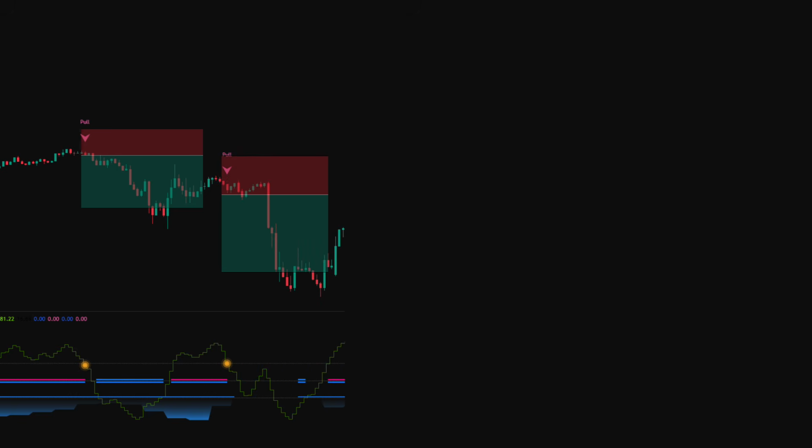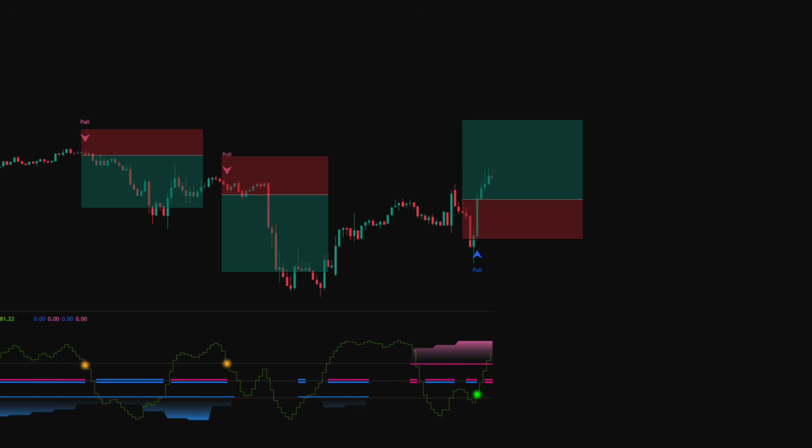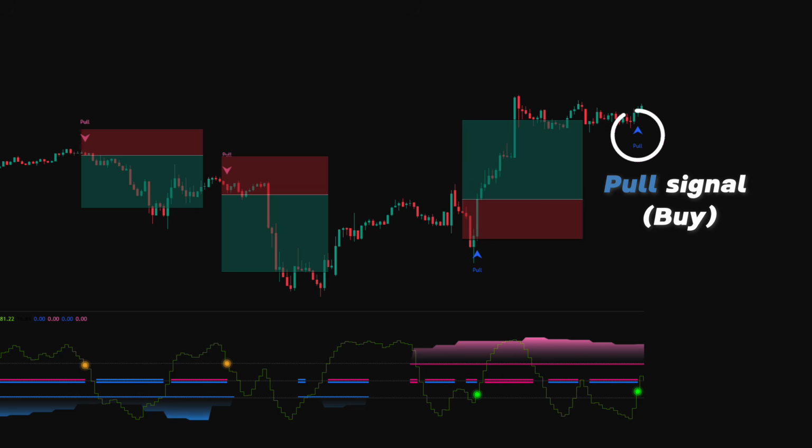On the other hand, the pull signal is more suitable for traders who prefer taking multiple trades, don't like holding positions for too long, and would rather avoid the risks of reversal setups. Instead, pull focuses on joining the market once momentum is already strong, allowing you to trade in sync with the dominant higher time frame trend.